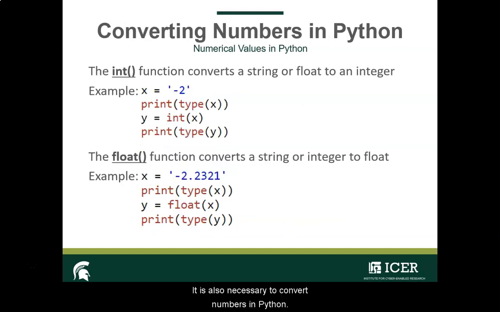It is also necessary to convert numbers in Python. So the int function will convert a string or a float to an integer. In the example here, we first define x as a string variable of -2, which you can see when we print the type. By using the int function, we turn the string into an integer, and we can see that by the type. The float function will convert a string or an integer to a float, and you can work through this example.